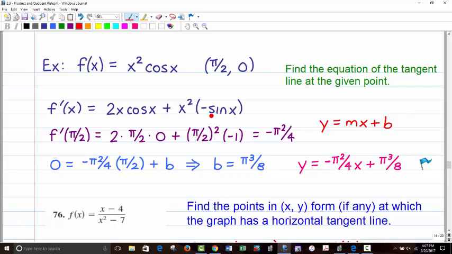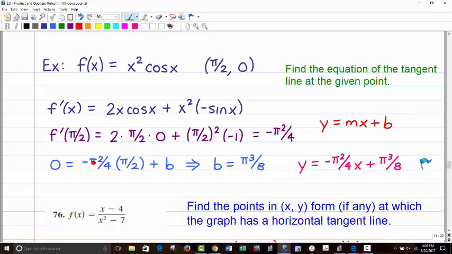That's good enough right there for the derivative, because now we just have to plug in pi over 2 everywhere there's an x. Cos of pi over 2 is 0, so it wipes out all this. Pi over 2 squared, negative sine of pi over 2 would be negative 1, because sine of pi over 2 is 1. That gives you negative pi squared over 4. That would be your slope. So essentially we're starting with y equals negative pi squared over 4 times x plus b. We put in pi over 2 for x, put in 0 for y.